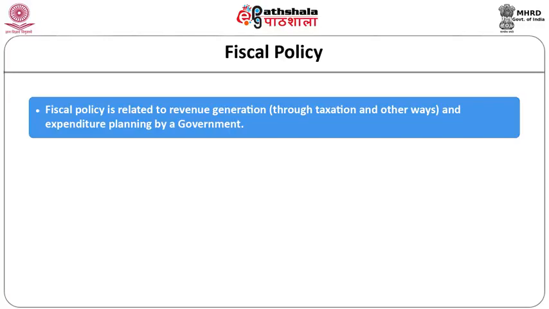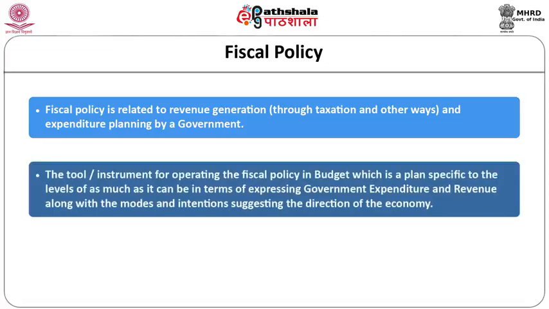Fiscal policy is related to revenue generation and expenditure planning by government. The tool or the instrument for operating the fiscal policy is budget, which is a plan specific to the level of, as much as it can be, expressing government expenditure and revenue, along with the modes and intentions suggesting the direction of economy.